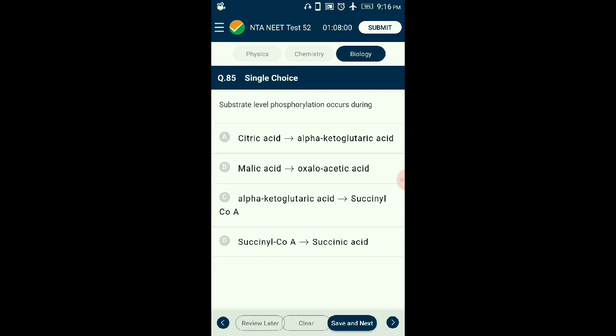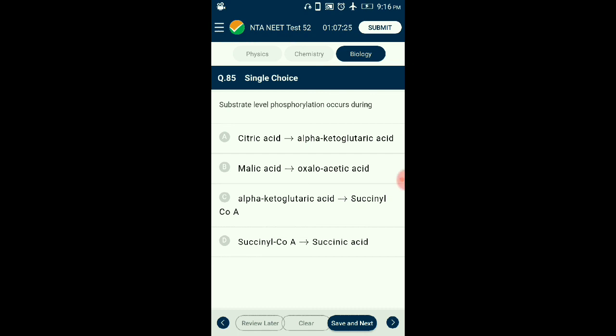Substrate level phosphorylation occurs during. In the TCA cycle, oxaloacetic acid along with water undergoes condensation to form citric acid in the presence of citrate synthase, which is then followed by its isomerization into isocitrate. This further undergoes decarboxylation twice to form alpha ketoglutaric acid, then succinyl CoA. Succinyl CoA is then converted to succinic acid, and a molecule of GTP is released. This forms the substrate level phosphorylation.